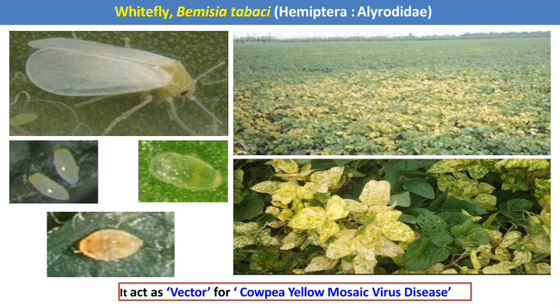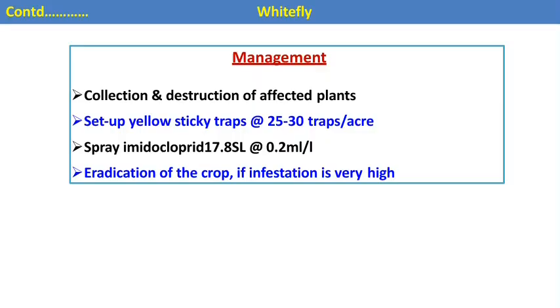Both nymphs and adults suck the cell sap from the tender leaves, and the leaves become yellowish in color. In this picture we can see the mosaic appearance of the leaves due to the feeding of this pest. Besides feeding, this pest acts as a vector for cowpea yellow vein mosaic virus disease in cowpea, and this is another symptom of damage by this pest.